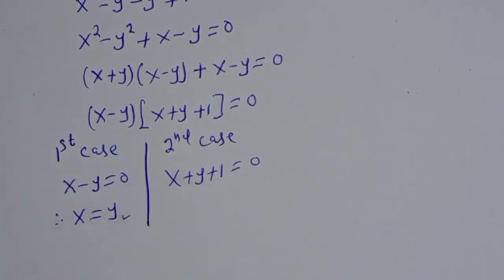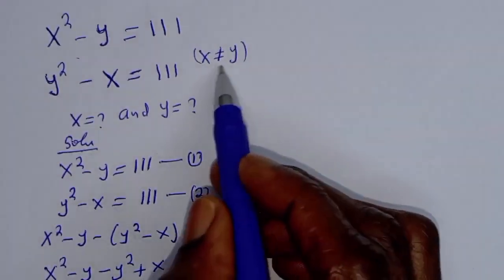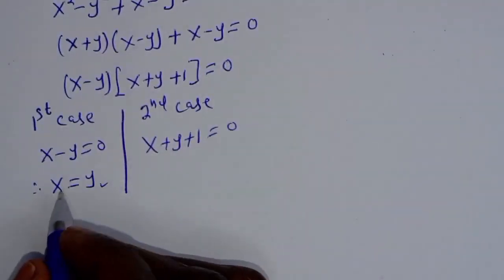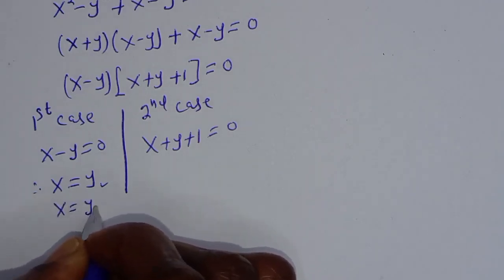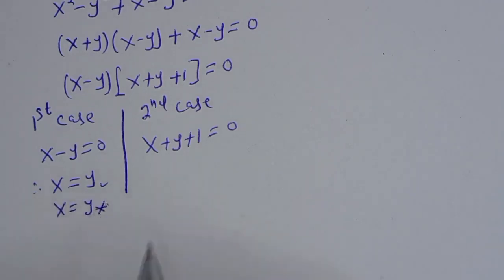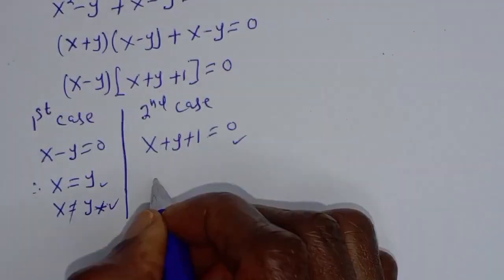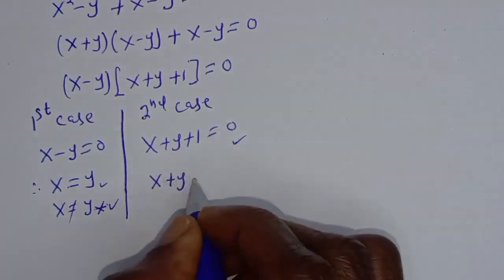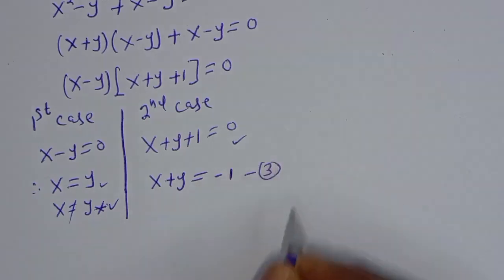But from here, the question says x is not equal to y. Therefore, x is equal to y is undefined. Since x is not equal to y, then we consider this x plus y plus 1. If you take this one to the other side, it becomes minus 1. Let's call this equation 3.